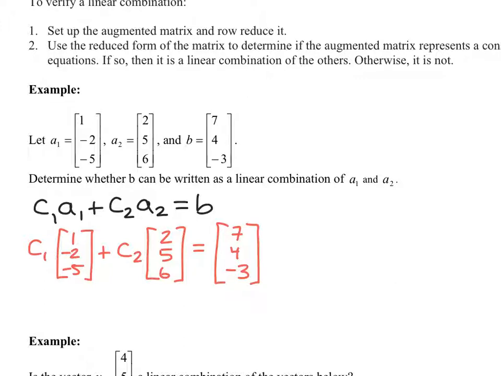So I would get C sub 1 plus 2C sub 2 equals 7. That's kind of like x plus 2y equals 7. Then I would get negative 2C sub 1 plus 5C sub 2 equals 4. That's kind of like negative 2x plus 5y equals 4, and so on. I get a third equation.